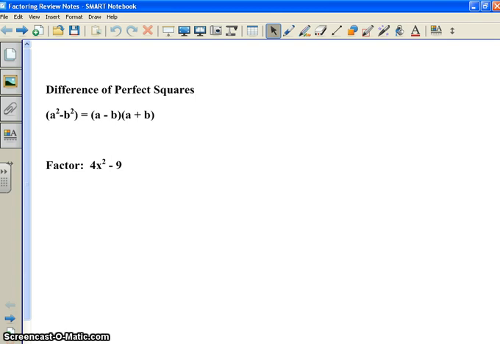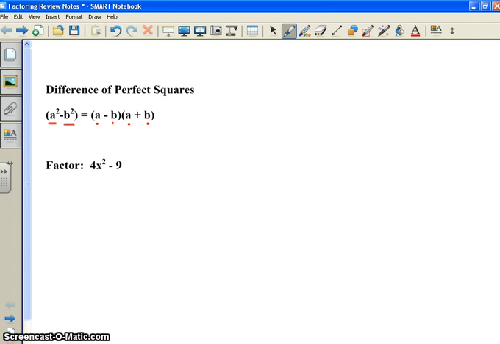Now, there are some special situations of factoring, the first of which we'll look at is the difference of perfect squares. When we're trying to factor something in the form a squared minus b squared, it's the difference because of the minus sign in between, and both a squared and b squared are perfect squares. So when we factor that out, the square root of a squared essentially goes in the front of our parentheses, and the square root of b squared goes in the backs of our parentheses with a minus and a plus.